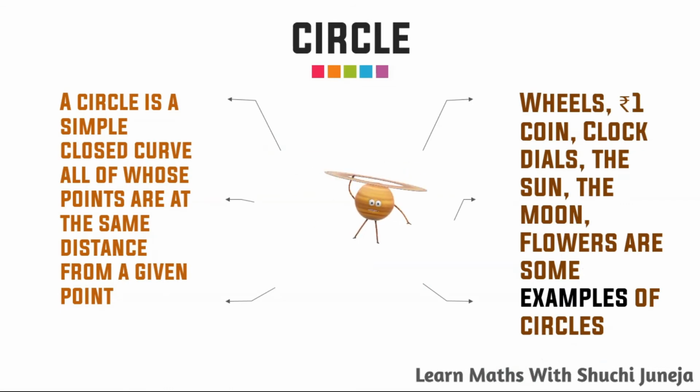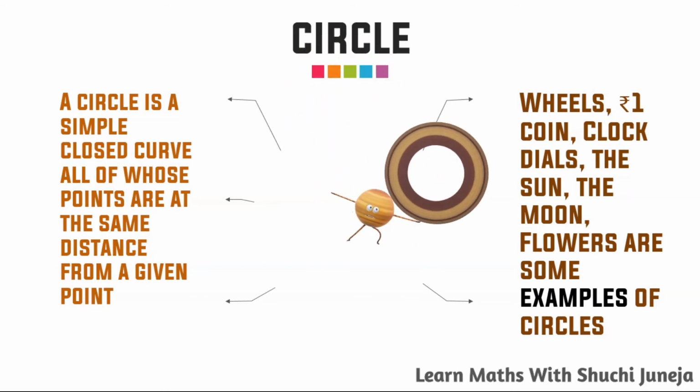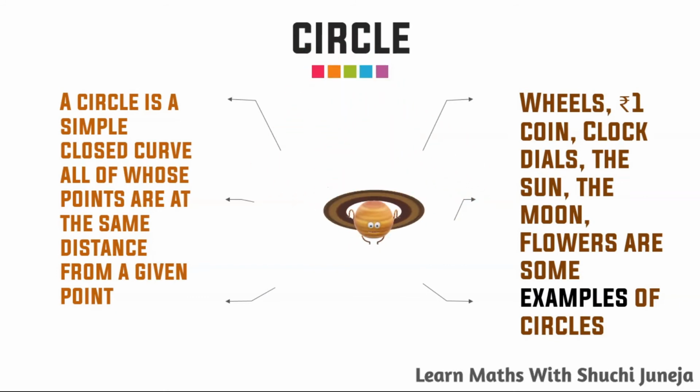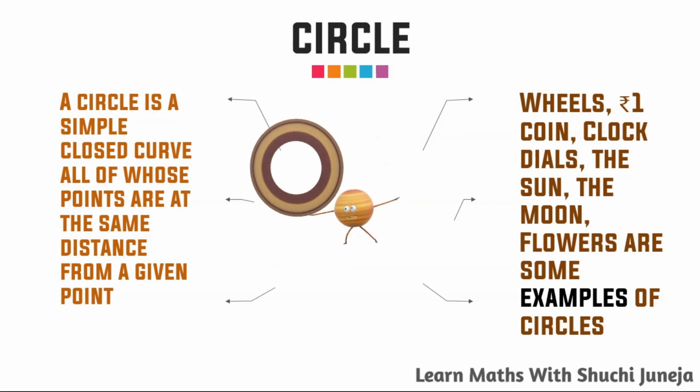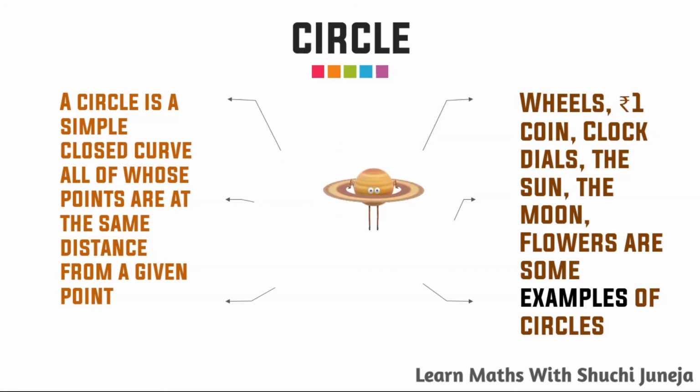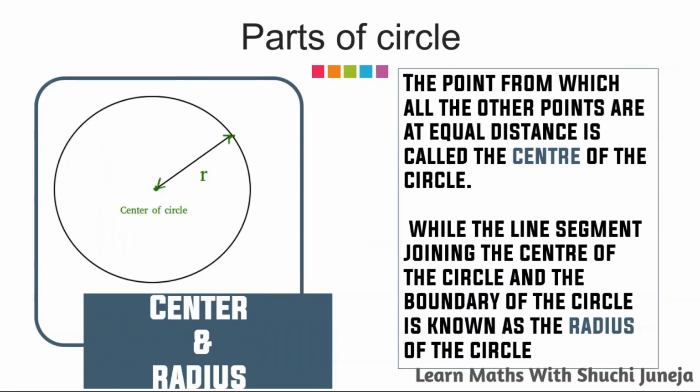Now we are moving on to the last part of our chapter, that is circle. A circle is a simple closed curve, all of whose points are at the same distance from a given point in the same plane. Let's make a real life connect. As you can see, the wheel, the sun, the coin, or a rupee 1 coin or a dial are all examples of circles. Now we will be studying in detail about the vocabulary which is related to circle.